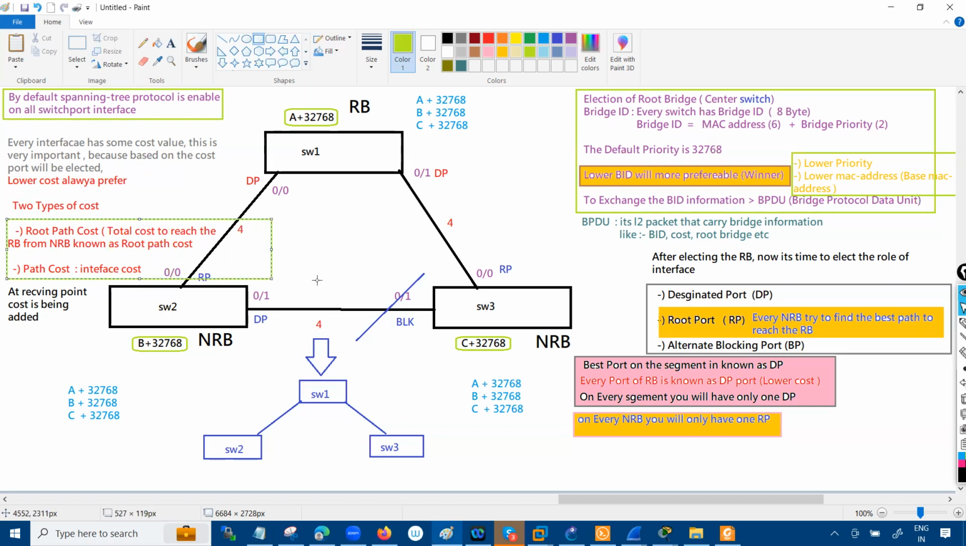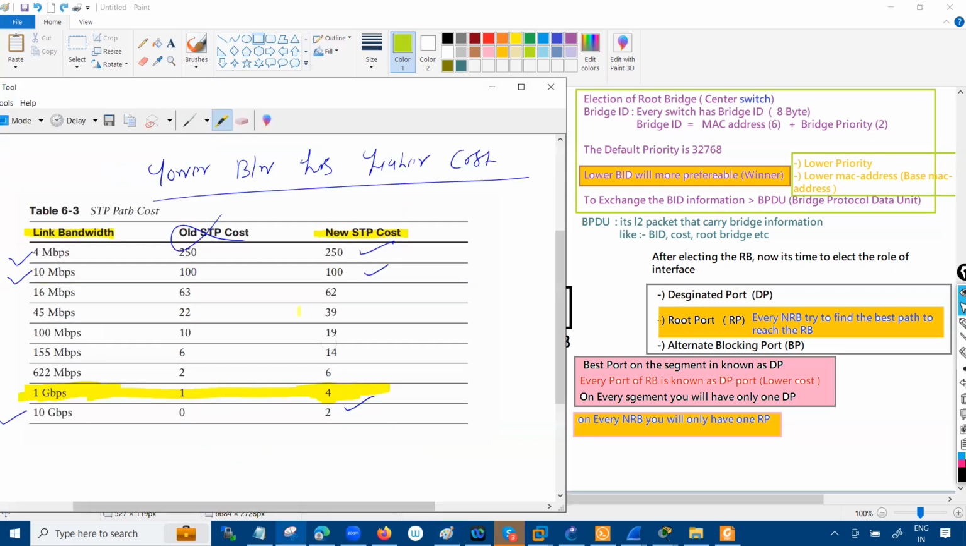Okay, and the cost is different in every link, right? Again, I'm repeating, you don't need to remember the cost for this thing, right? Nobody's going to ask you in the interview. I'm just explaining it to you, that's all.